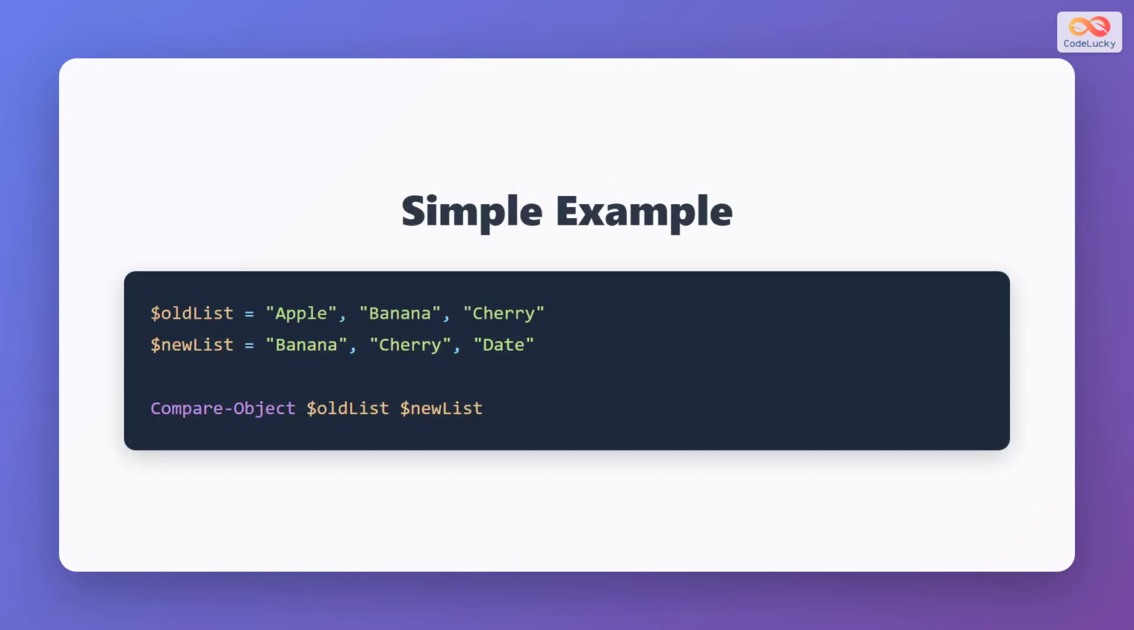Let's look at a simple example. We create a variable called $oldList containing three strings: apple, banana, and cherry. Then we create another variable called $newList containing banana, cherry, and date. When we run Compare-Object with these two lists, PowerShell will identify which items are unique to each list.